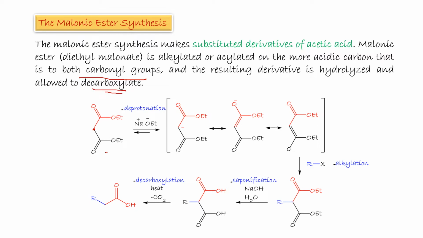So starting with diethyl malonate, treat that with sodium ethoxide to deprotonate and form the enolate with 3 resonance structures. Alkylate with alkyl halide, form this species, then hydrolyze, either base hydrolysis or acid hydrolysis. Here we use saponification, base hydrolysis, to form the salt, then neutralize or acidify the salt with acid, you get the free acid, heat up, you decarboxylate, minus CO2, and you get your target molecule.